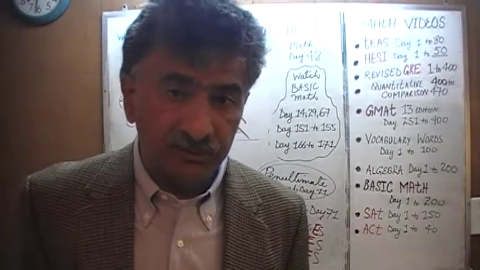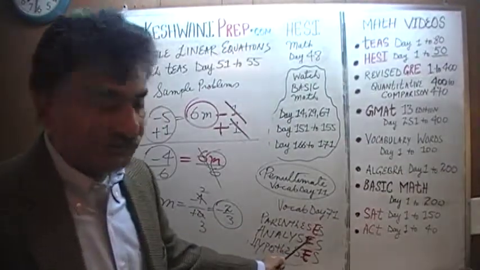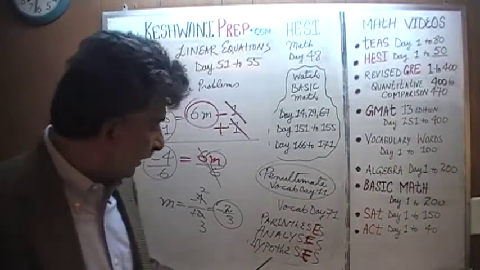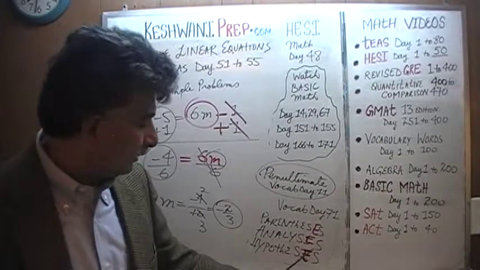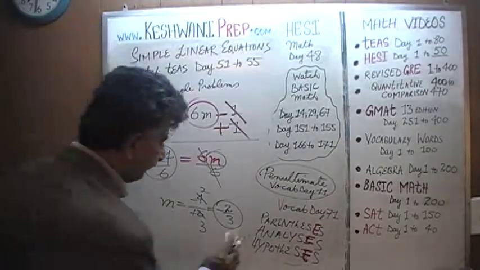The plural of parenthesis is parentheses. The I becomes E. Parenthesis, parentheses. Analysis, analyses. Hypothesis, hypotheses. All the I's turn into E in the plural form. That's all.